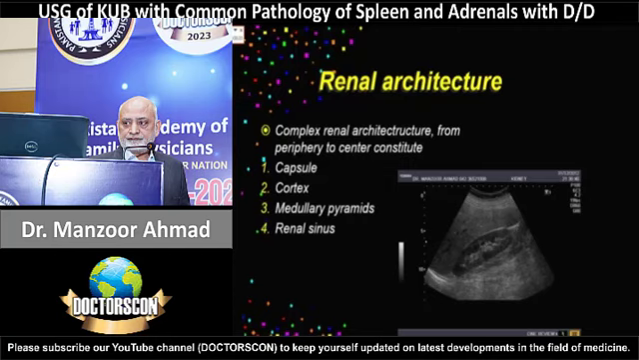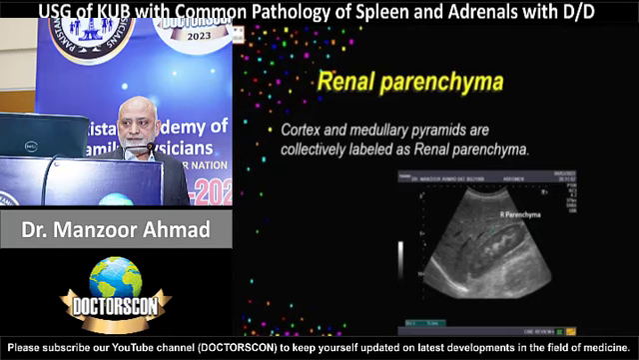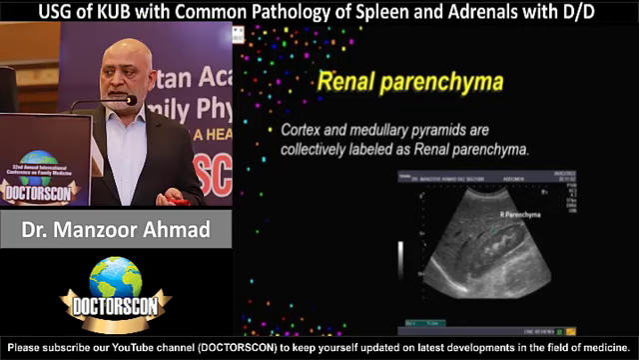And the triangular anechoic area is the renal pyramids, and then there is the renal sinus, which is a complex structure made of many things. We will discuss just the renal parenchyma, the cortex and the medullary pyramids. They are labeled as the renal parenchyma.